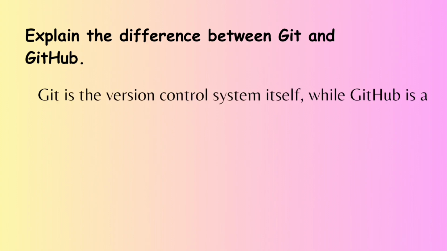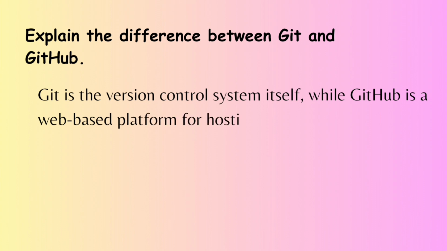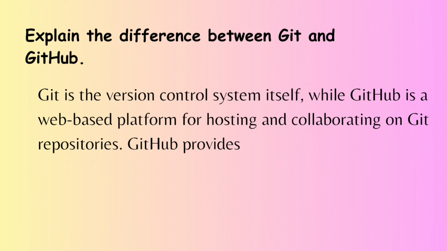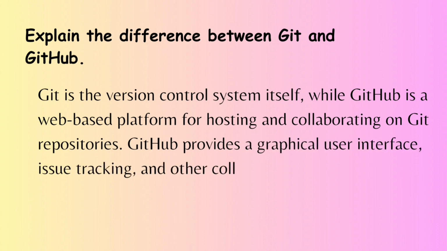Explain the difference between Git and GitHub. Git is the version control system itself, while GitHub is a web-based platform for hosting and collaborating on Git repositories. GitHub provides a graphical user interface, issue tracking, and other collaboration features.